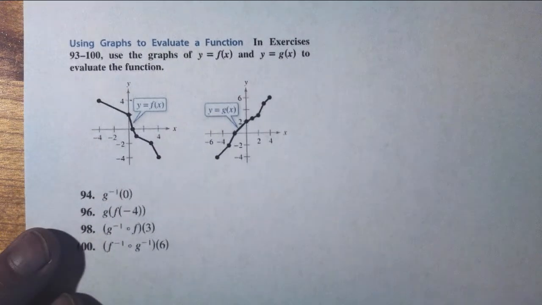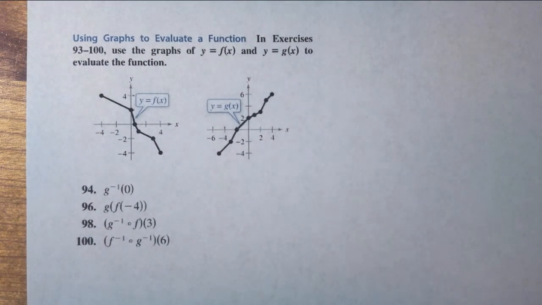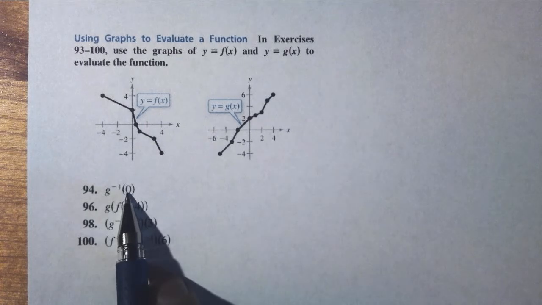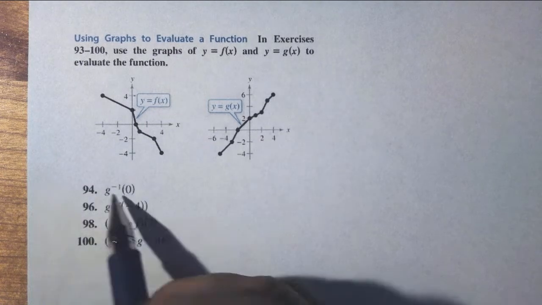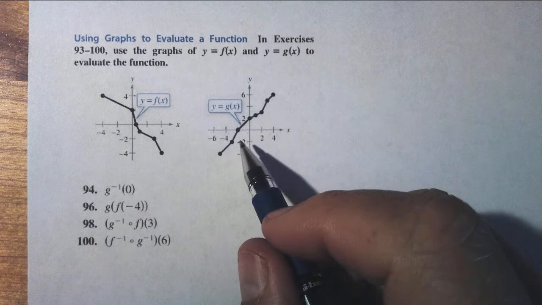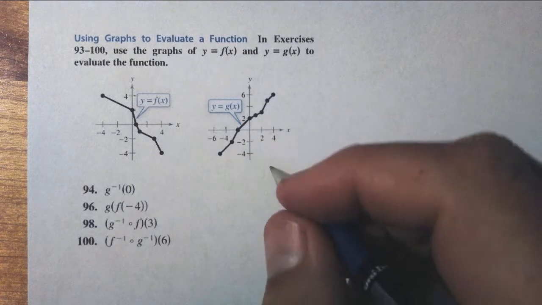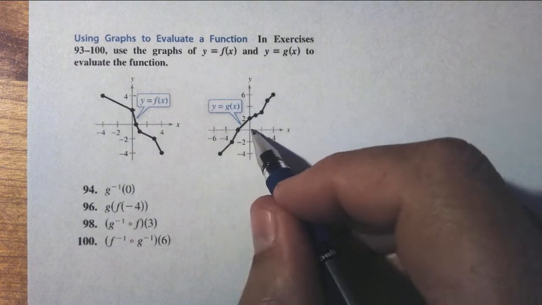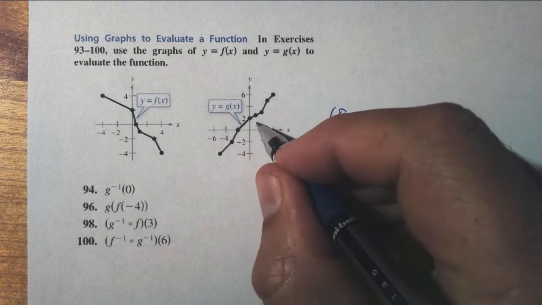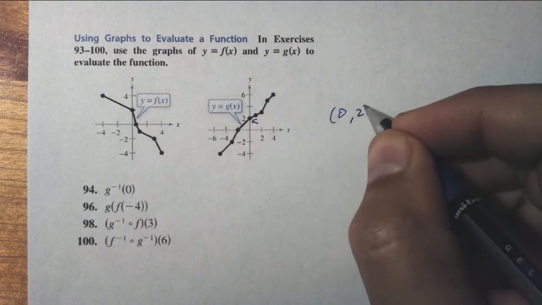Okay, here's some fun ones. In exercise 93, use the graphs of y equals f of x and y equals g of x to evaluate the function. I want g inverse of 0. Well, g inverse, g is a factory that takes zeros and turns those into 2.